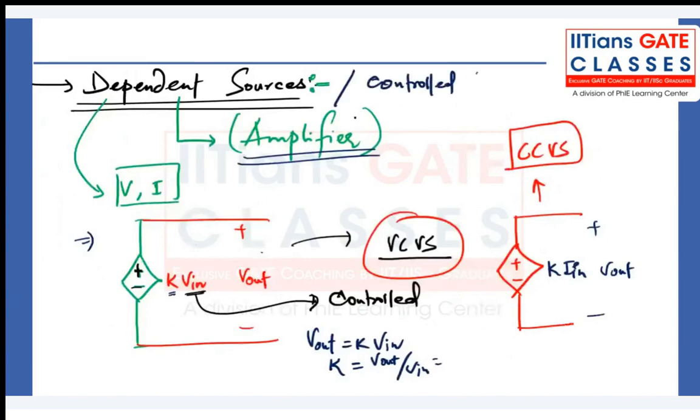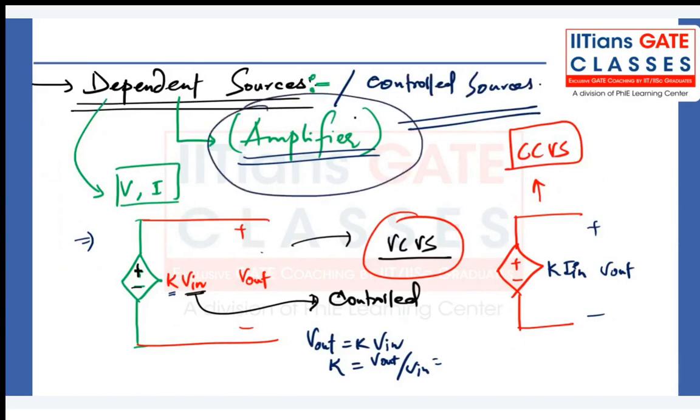We will study. Okay. So in that you can say there will be four kinds of amplifier also, right? Because after all, we are going to make use of these dependent sources. So there will be four kinds of amplifier, right?